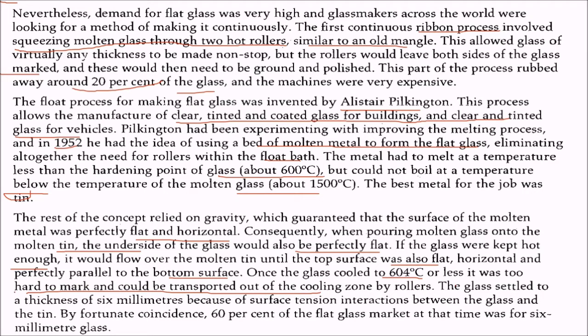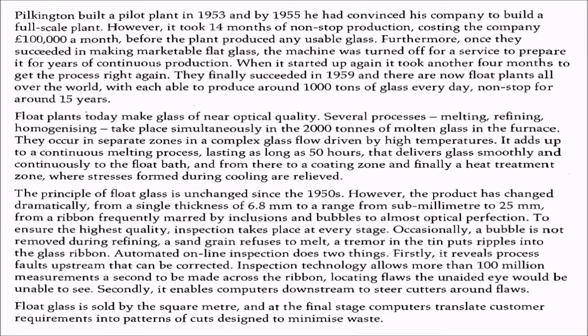The glass settled to a thickness of 6 millimeters because of the surface tension interactions between the glass and the tin. By a fortunate coincidence, 60% of the flat glass market at the time was 6 millimeter glass only. Pilkington built a pilot plant in 1953, and by 1955 he had convinced his company to build a full-scale plant. However, it took 14 months of non-stop production, costing the company $100,000 a month, before the plant produced any usable glass.